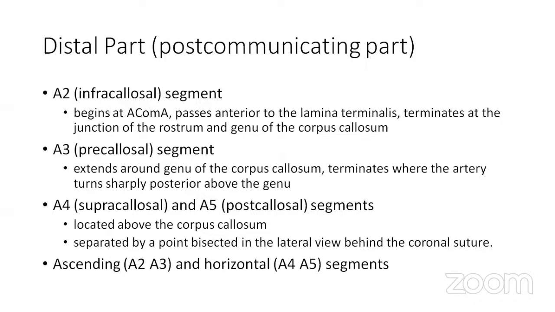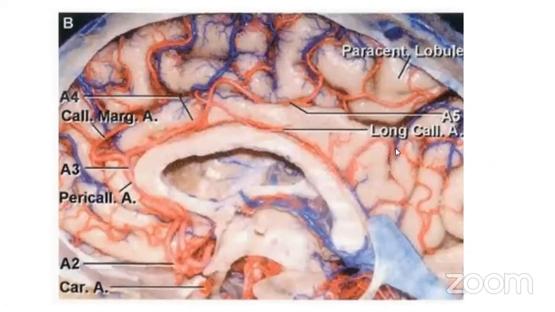There are basically two ascending segments, A2 and A3, while the horizontal segments are A4 and A5, which run along the corpus callosum. Here you can see the A2 segment when it runs above and anterior to the genu, that's called the A3. When it turns sharply, that forms the A4 and A5 segments. A5 turns into the paracentral lobule, and what goes along the corpus callosum is the A4 segment.